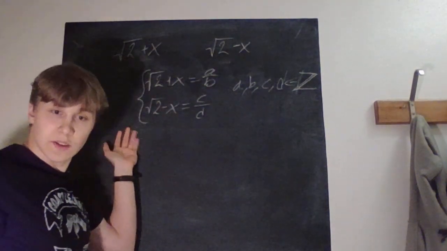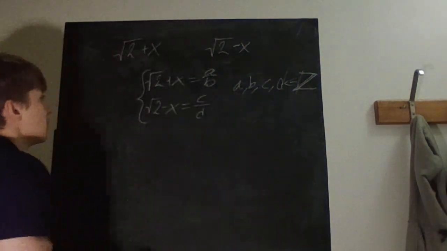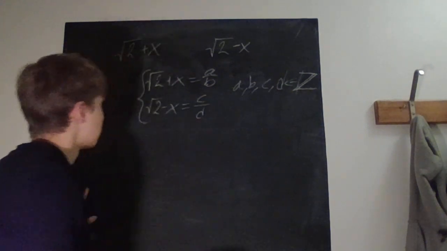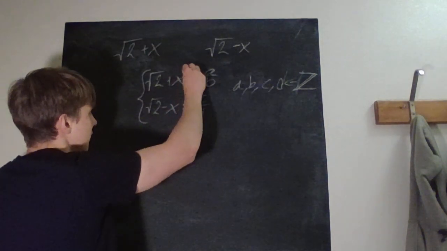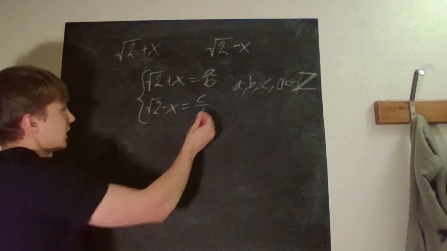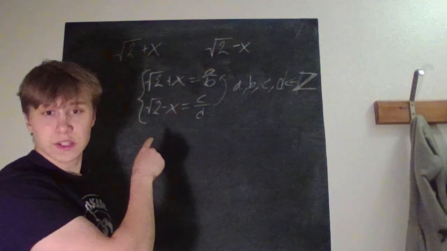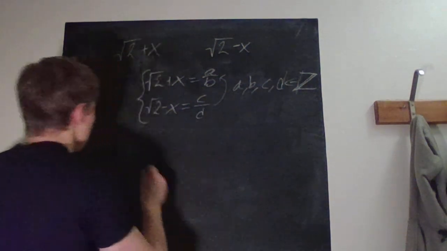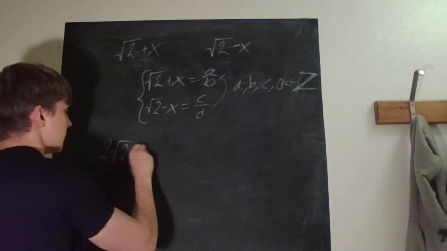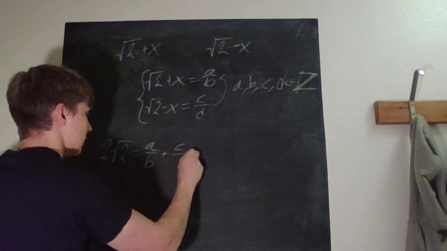So this is our expression. And what do we do with this? This problem is actually really easy. If you know your Gauss elimination, maybe you've taken some linear algebra, you would instantly see that if we just add this row onto that row, the x's would disappear. So let's do that. What do we get then? We get that 2 square root of 2 is equal to a over b plus c over d.